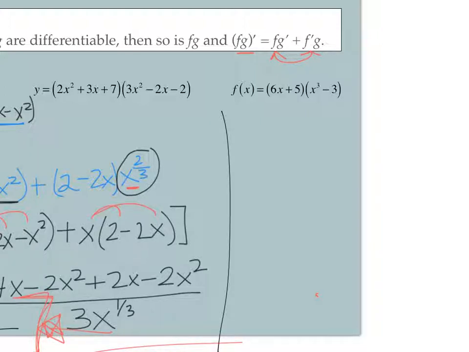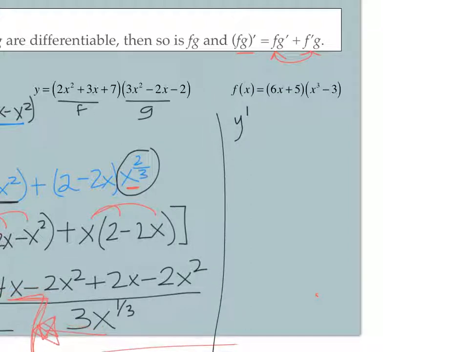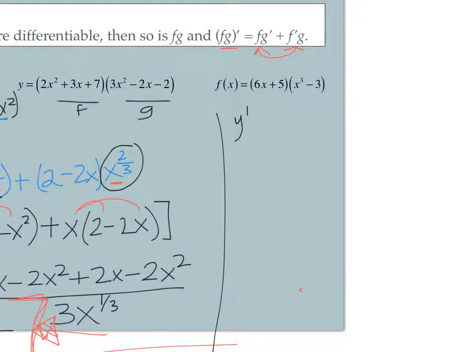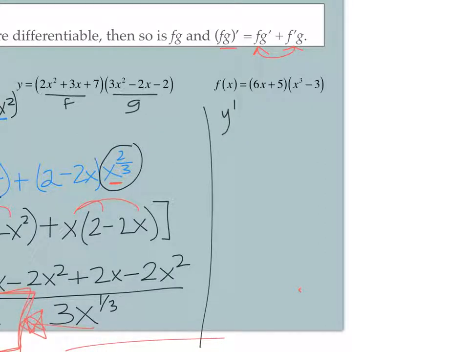So here, when I'm doing it, I always remind myself this is f and this is g, for my own benefit. When I'm doing y prime, I don't really think that much about anything. I just try to remember to take one of them, the derivative of it times the not derivative, plus the other one's derivative times the not derivative. That's kind of what I'm thinking.